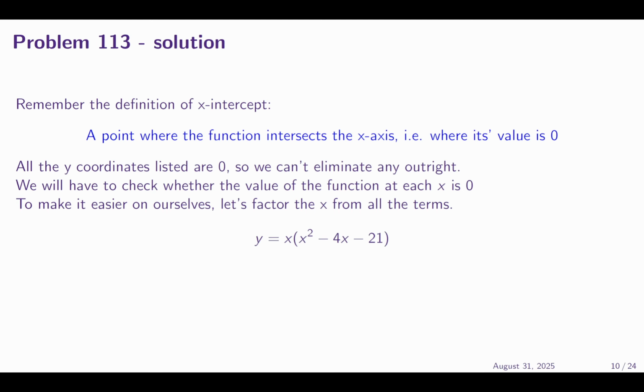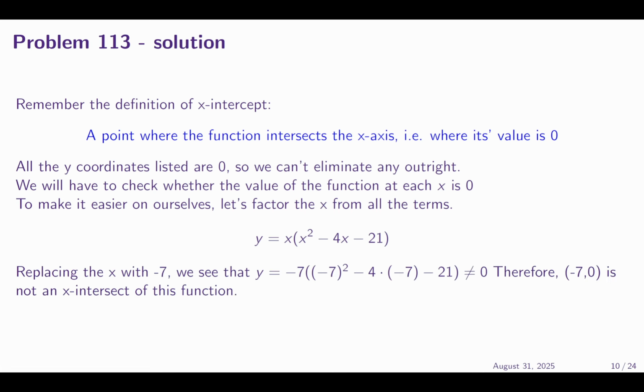To make things easier on ourselves, let's factor out the x from all the terms, giving us y equals x multiplying x squared minus 4x minus 21. Replacing the x in the equation with negative 7, we see that y being equal to this expression is not equal to 0. Therefore, the first option, negative 7, 0, is not an x-intercept of this function.